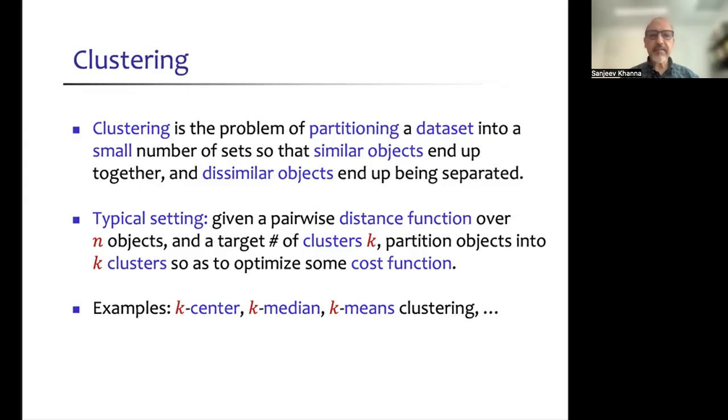Some well-known examples of objective functions that are used in practice include k-center clustering, where the objective is to minimize the maximum distance from any object to the center of its assigned cluster, or k-means clustering, where the objective is to minimize the sum of squared distances from each object to the mean of its cluster, and so on.